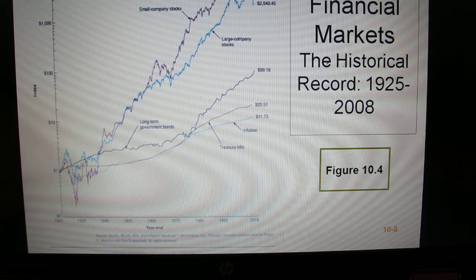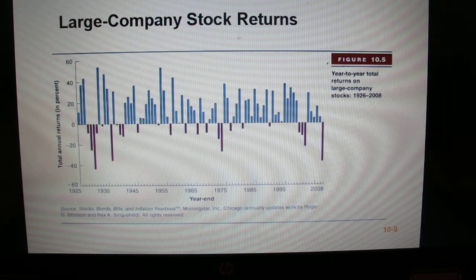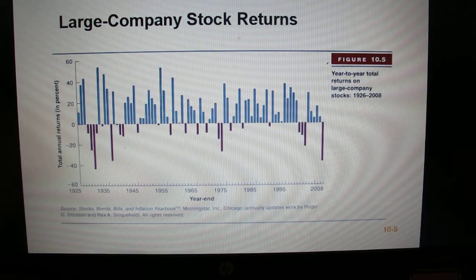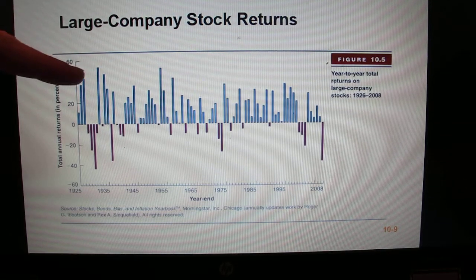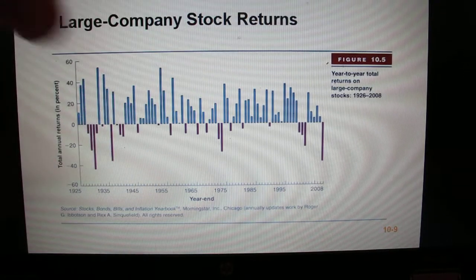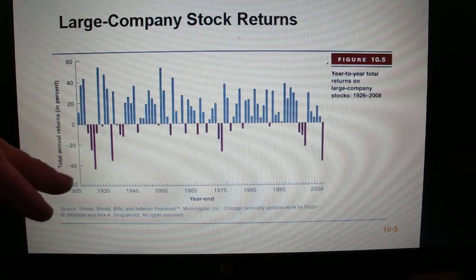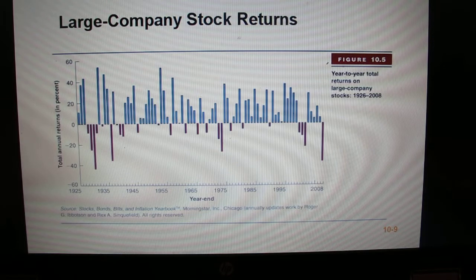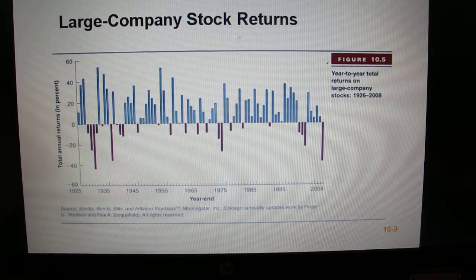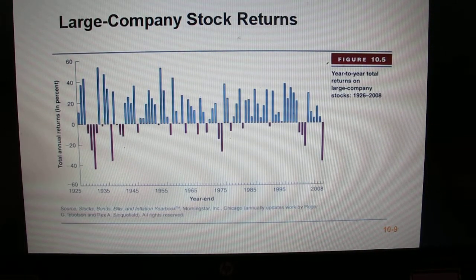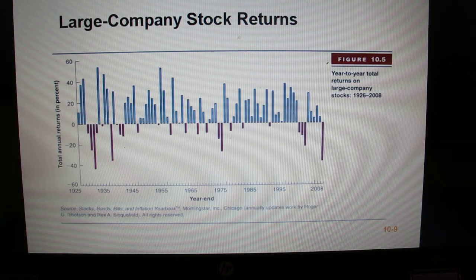So that brings us to our next slide here, which is figure 10.5 in your text. And here we're seeing, if you look at the top part of this bar and you just go across and try to figure out an average, you'd see about, I would say, 40% as far as your high marks and around 40% for your low marks. And this is looking at large company stocks. In particular, what we're looking at here is year-to-year total returns on large company stocks.